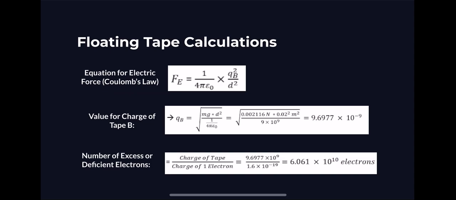Next, we know the calculation for electric force of a point charge through Coulomb's law and can solve this equation for Q to calculate the charge. Plugging in our known values gives a charge of about 9.7 times 10 to the negative ninth coulombs. I then calculated the number of deficient electrons by dividing the charge of the tape by the charge of one electron. This calculation tells us that the tape has a deficiency of around 6 times 10 to the 10th electrons.